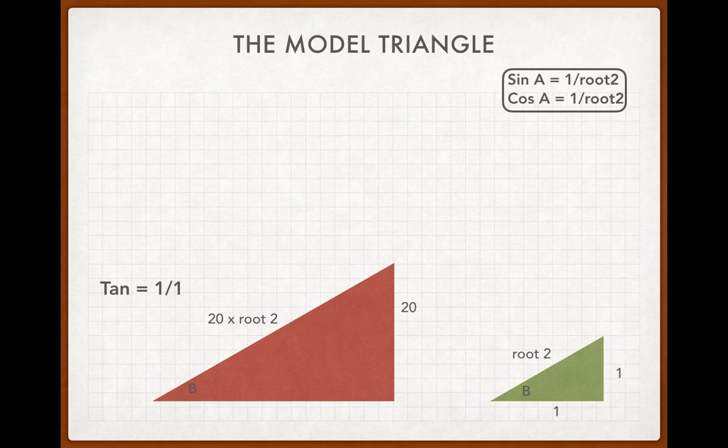The adjacent would use the cos, so we'd have 20 by the root of 2 multiplied by the cos of a, and then we put in for the cos of a, the thing on the top right hand corner, it's 1 over root 2, and it works out as 20.